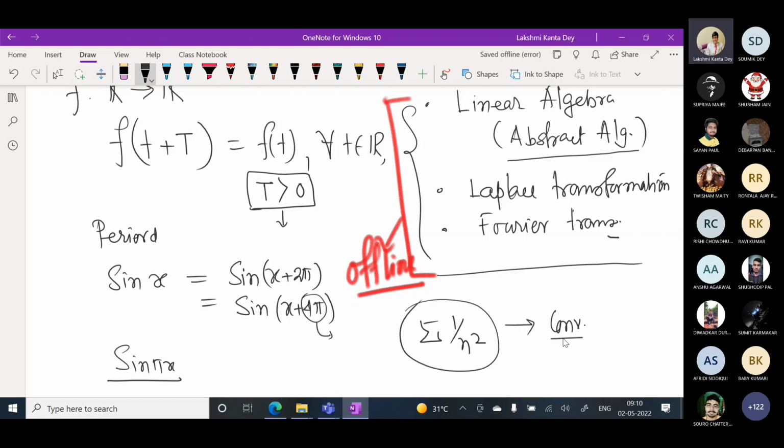It is very easy to give the proof that the series summation 1 by n square is convergent. Even summation 1 by n to the power p is convergent whenever p is greater than 1. All of us know that. But where it converges, that is again a big question. So we, being Indian, are proud to know that this particular series summation 1 by n square is convergent, and it converges to pi square by 6.